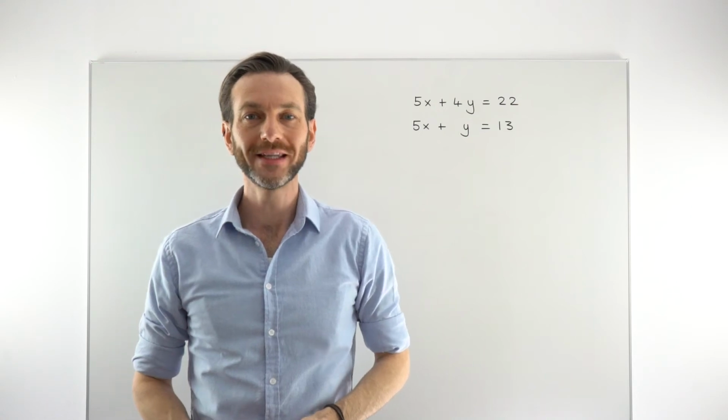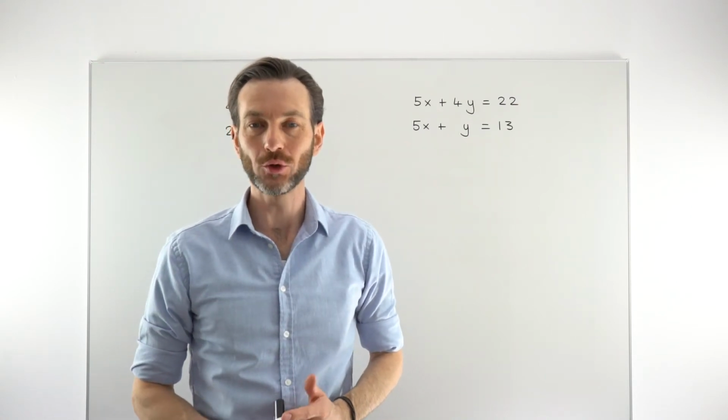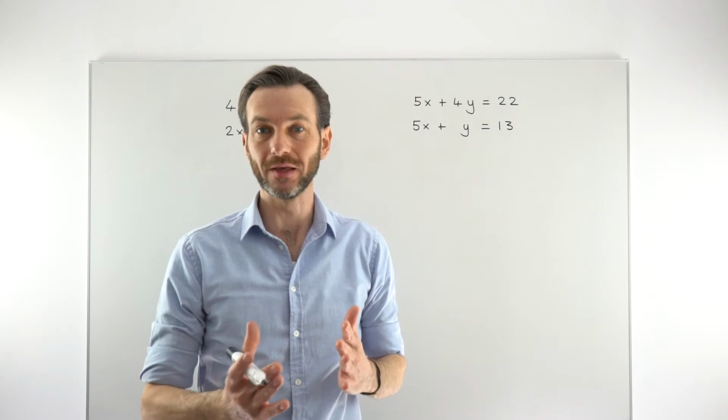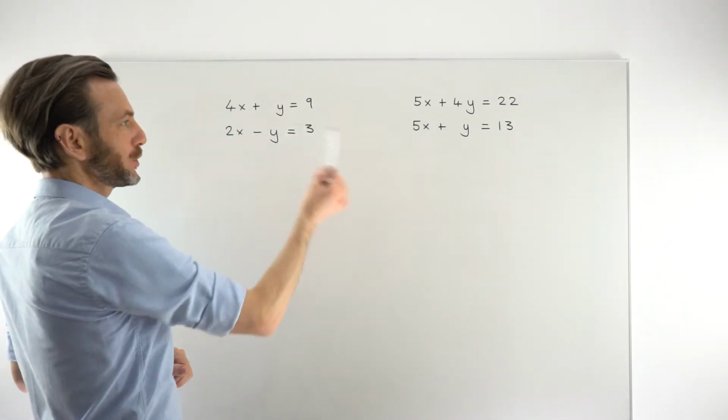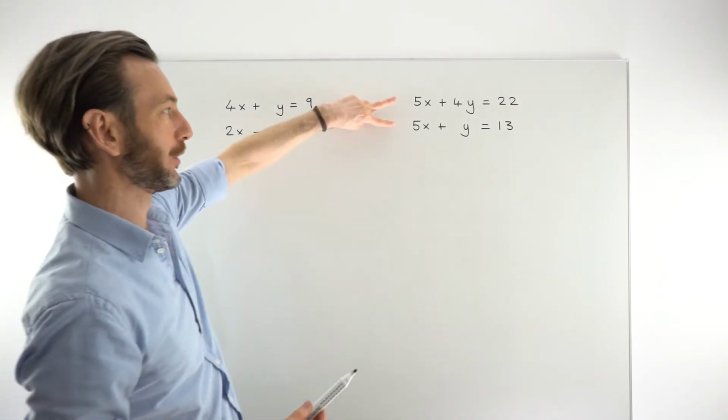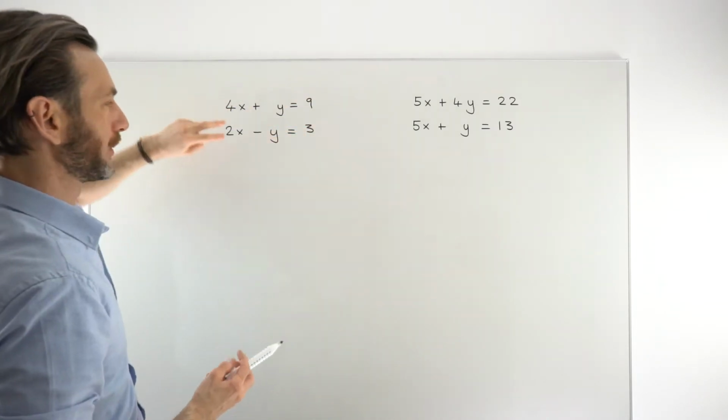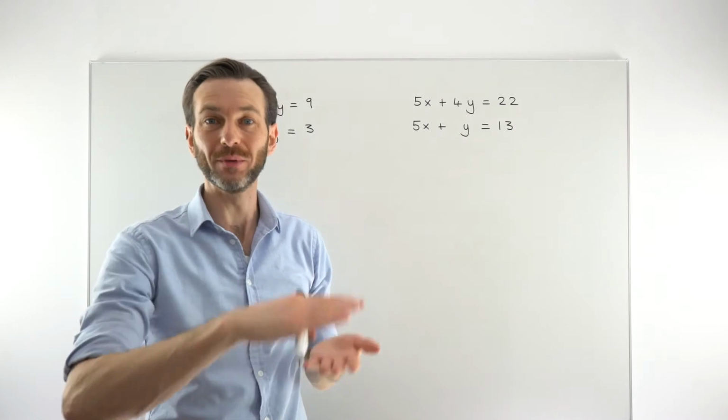In this class, we're going to take a look at how you solve simultaneous equations. Simultaneous means things happening at the same time. So in these questions, you've got equations happening at the same time. You've basically got two equations, so the equations in these questions come in pairs.